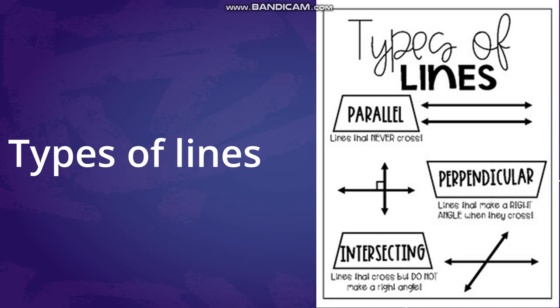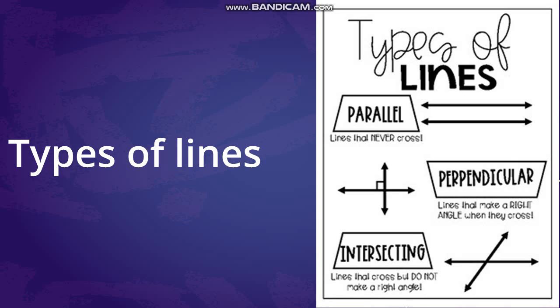So types of line, there are basically 3 types of lines that you need to remember. The first one is parallel line, then perpendicular line, and then intersecting line. Now what do you mean by a parallel line? A parallel line is nothing but lines that do not intersect. They are parallel to each other. They go in the same direction. They do not cut each other. Intersect each other means they cut each other.